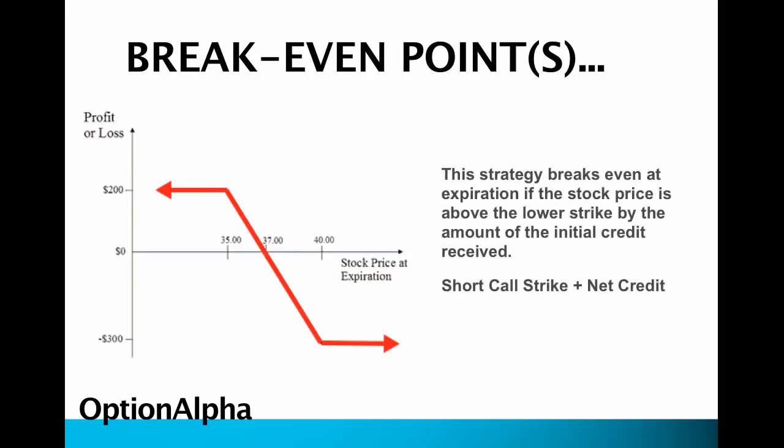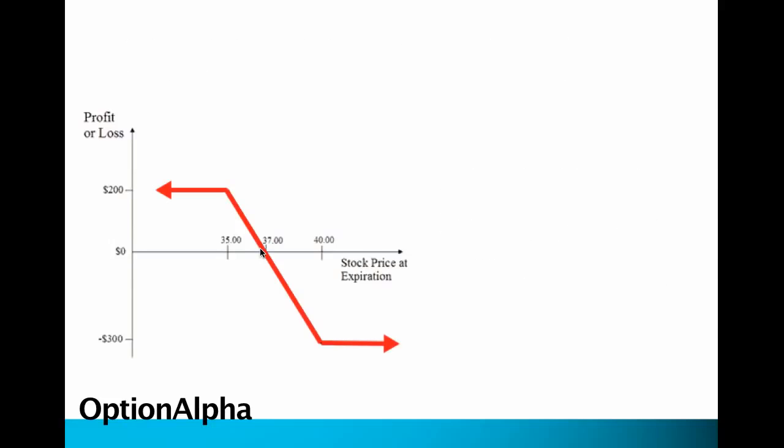The break-even points on this strategy are very easy to calculate. The strategy breaks even if at expiration the stock price is above the lower strike by the amount of the initial credit received. So in this case, we would take our short strike here at 35. We would add the credit that we received. In this case, it was $200 or $2 per contract. So that would be 35 plus 2, and that gets us our $37 break-even point. The stock can actually rise as high as $37 before we start to lose money at expiration.